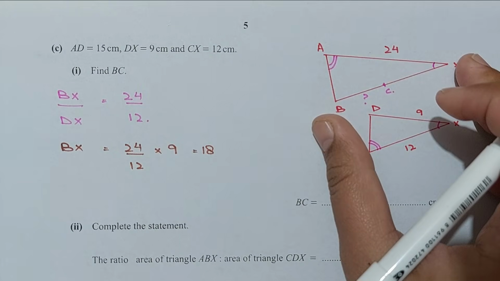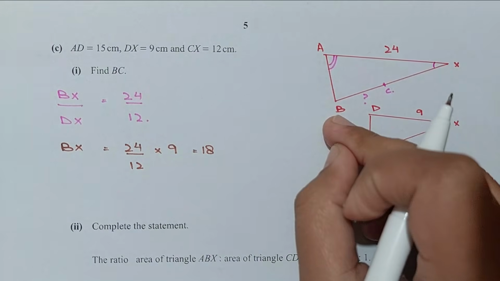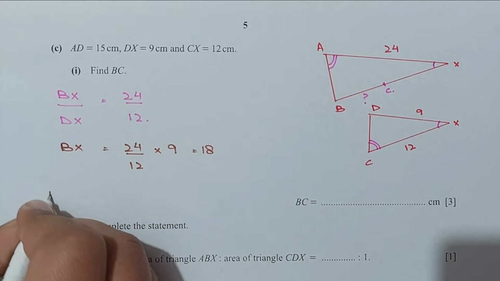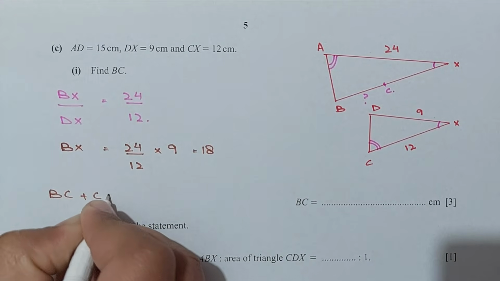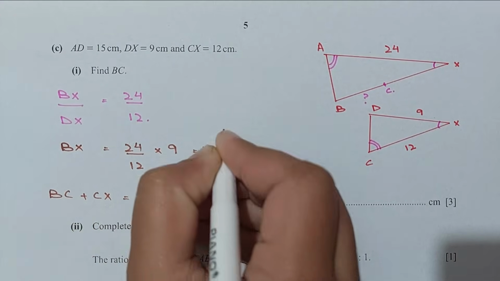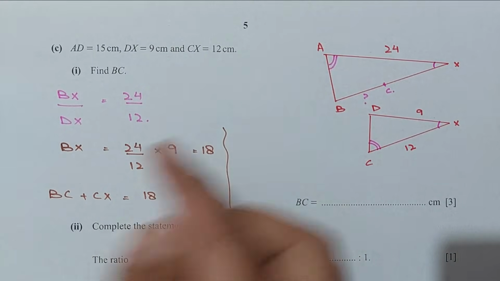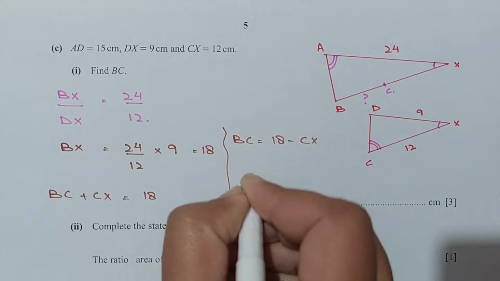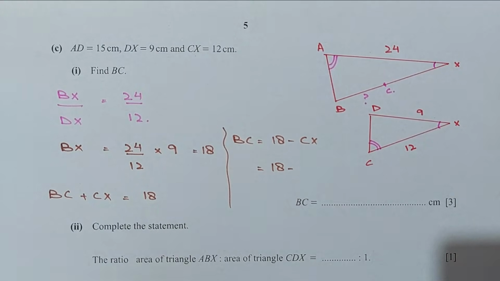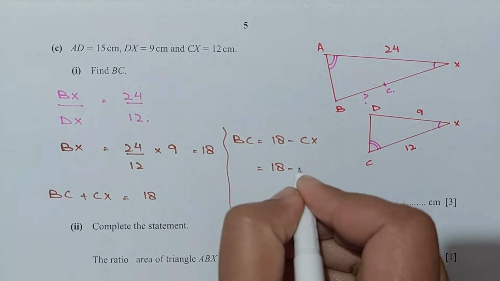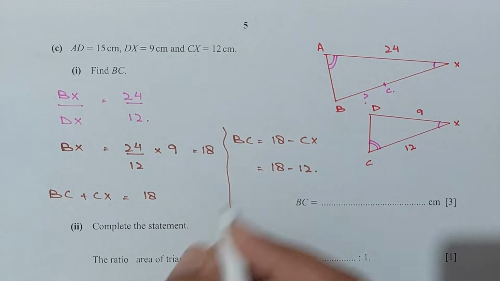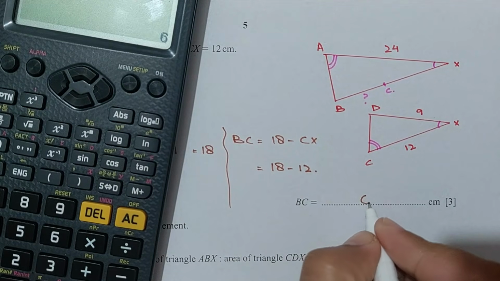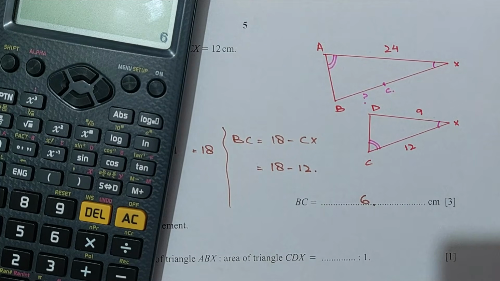So B to X, this is 18. What is B to X in the diagram? BX is BC plus CX. So BX is B to C plus C to X, which is equal to 18. We need to find what is BC. BC would be equal to 18 minus CX. CX is given, which is 12. So 18 minus 12, this is 6. So 6 centimeter is the length of BC.